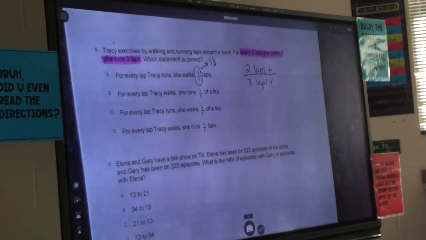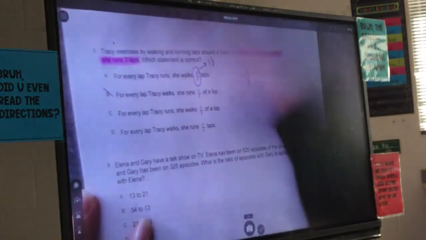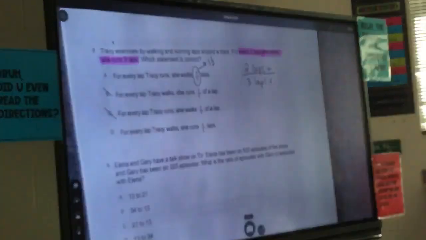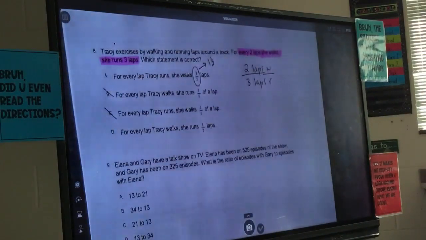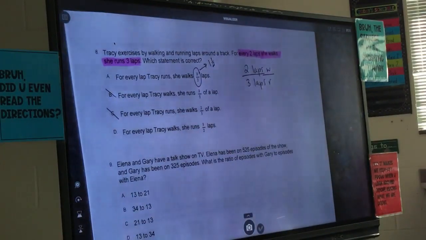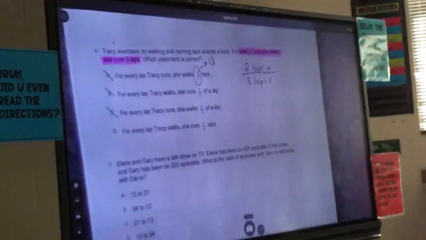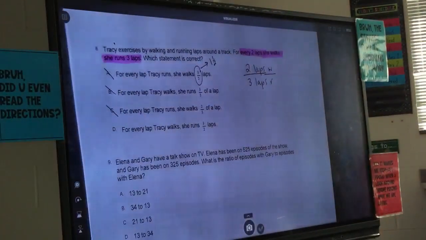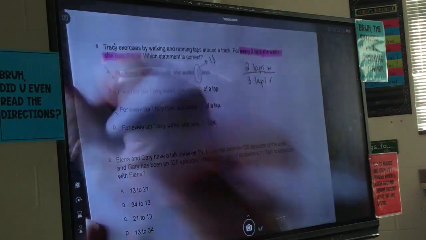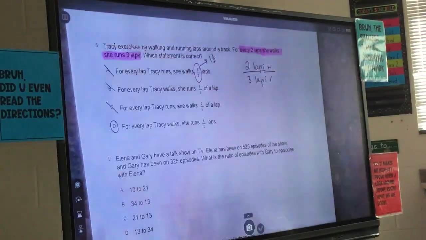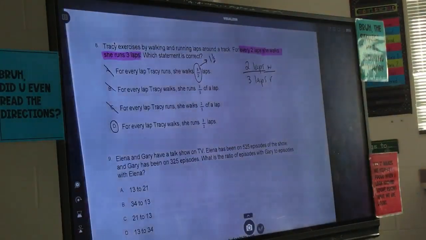No. Okay, so a couple different things to keep in mind. B and C are definitely out because it's not asking for the total. That gives you the ratio of laps walked to total, laps run to total. A is not because, like Drake said, it's talking about walking then running. So the answer is D. Okay. How many of you guys got this one right?